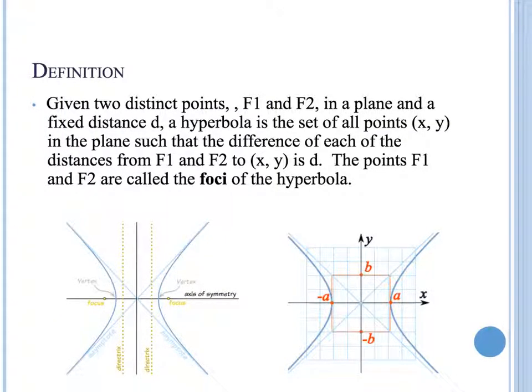As we construct our hyperbola, we need to have 2 points, F1 and F2, that are equidistant from a set point, and our hyperbola is created by finding all of the points that are equidistant from the directrix.